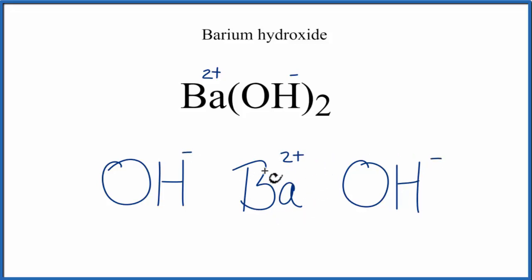That means that this barium had 2 valence electrons. It transferred 1 here and then 1 here. Since it lost electrons and electrons are negative, it has a positive charge. These gained the electron, they have a negative charge.